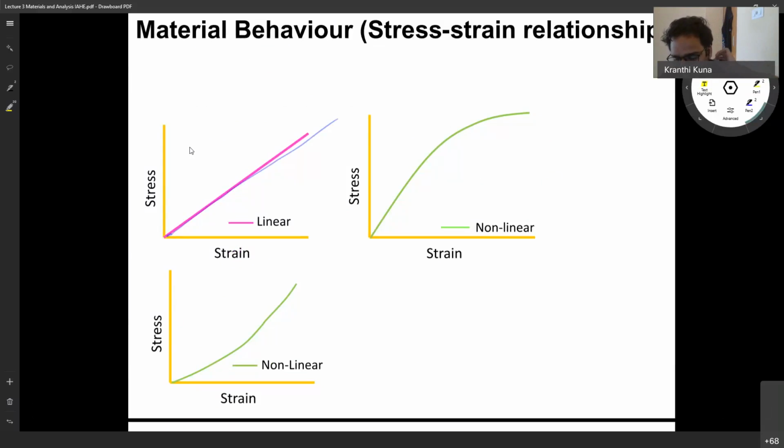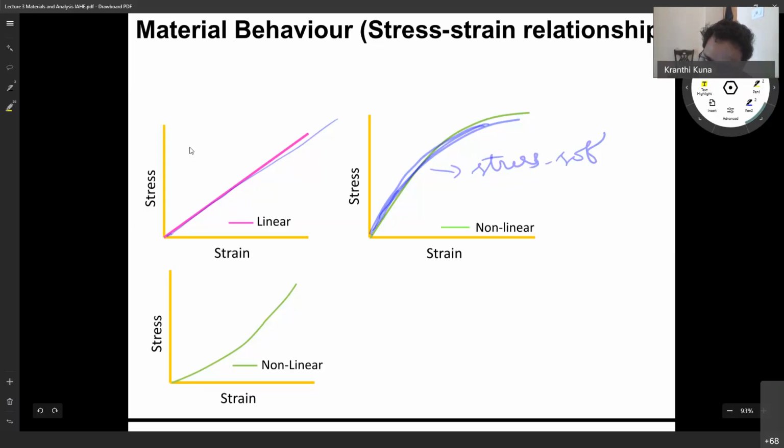So this is a linear material, and if its behavior is non-linear, maybe like this. This is non-linear. This is what we call stress softening, which is non-linear either way. This is also non-linear.